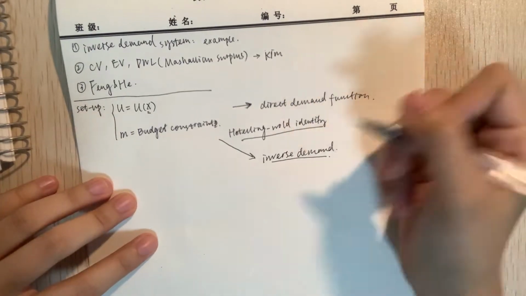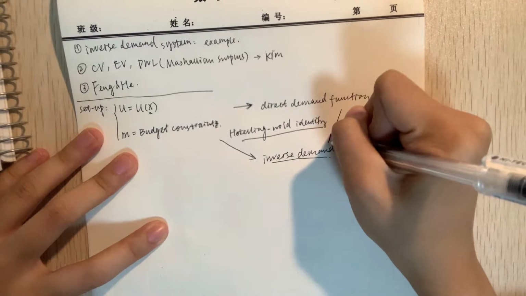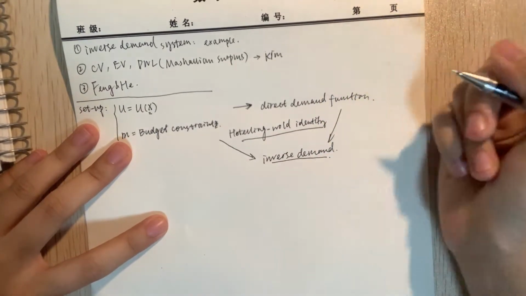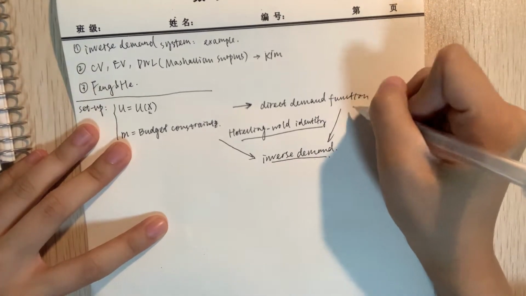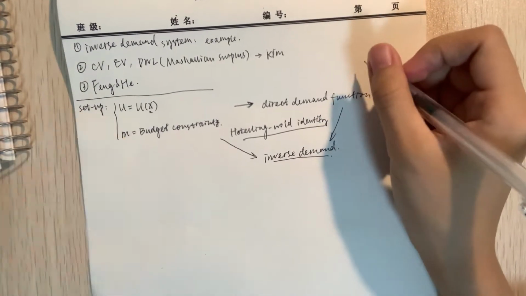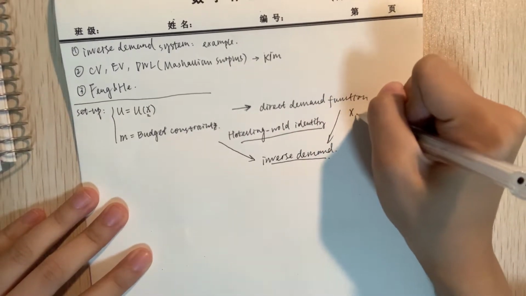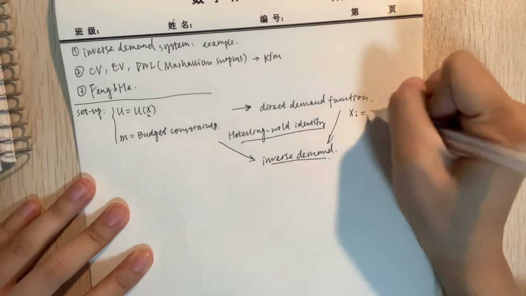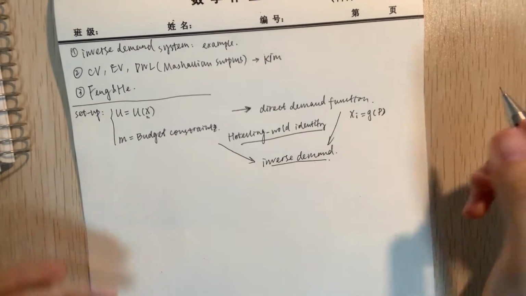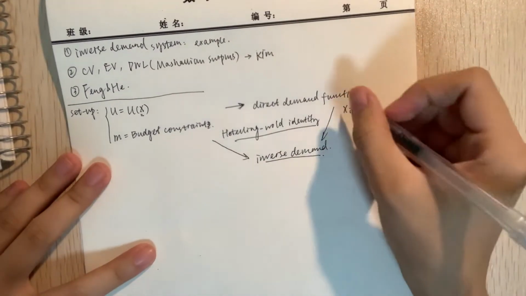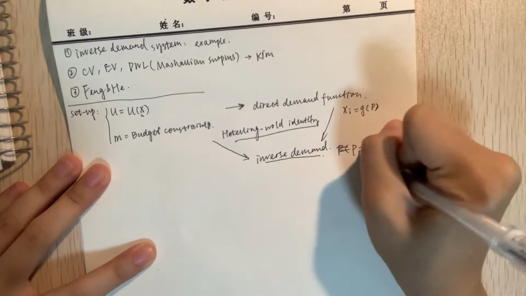Actually, it can also be obtained by reorganizing the direct demand function. So let's define the direct demand function as this: xi, the quantity of a good at some level of prices. And then reorganizing it, we will get our inverse demand function.